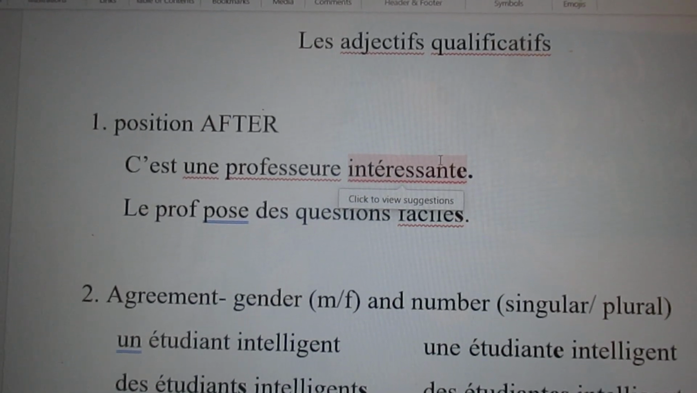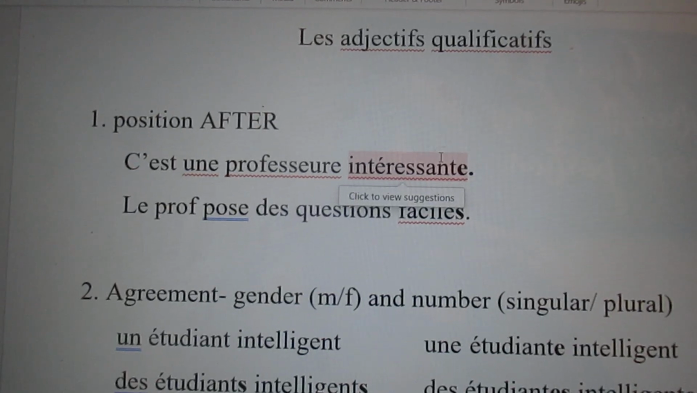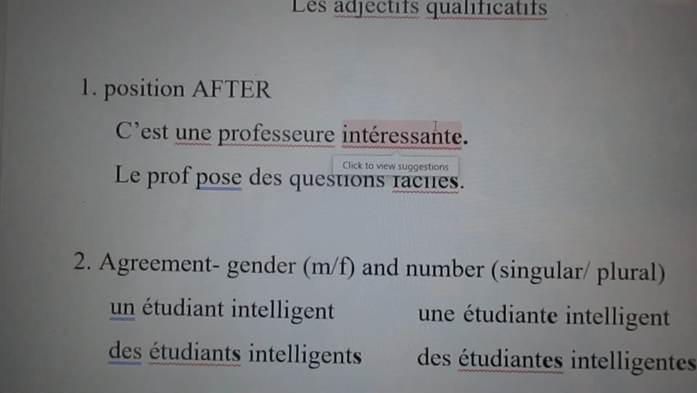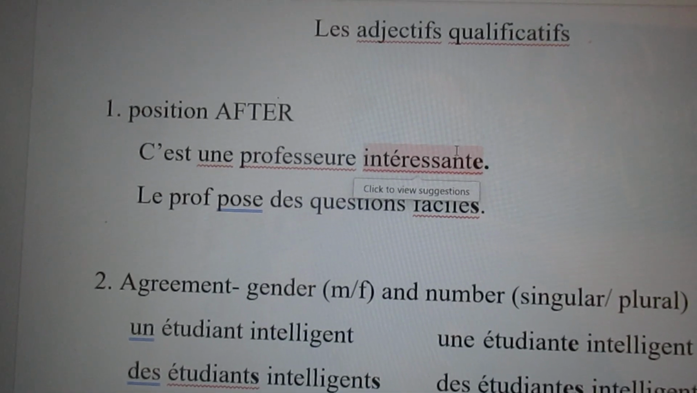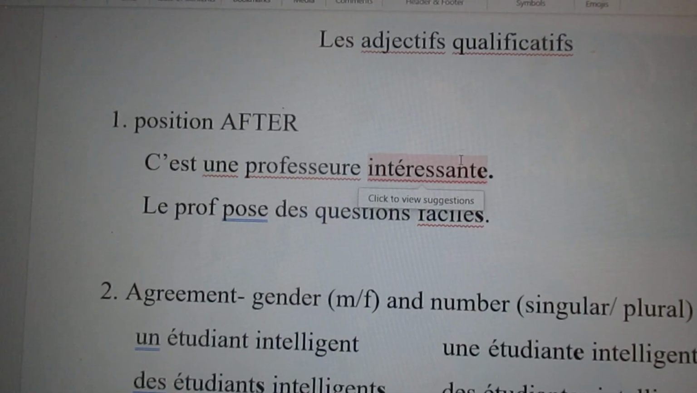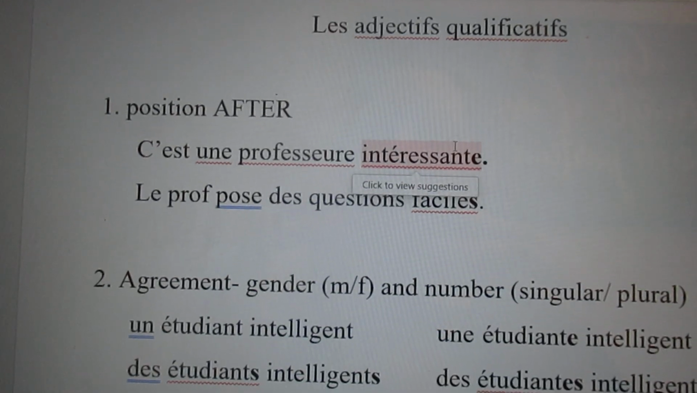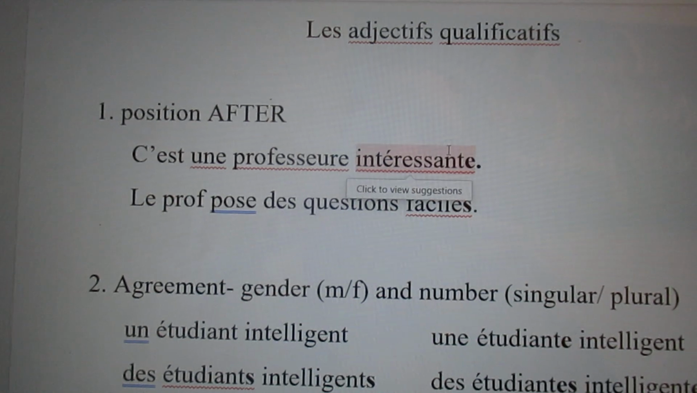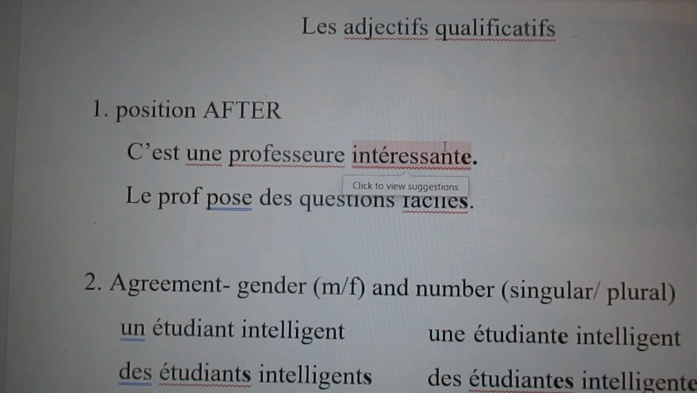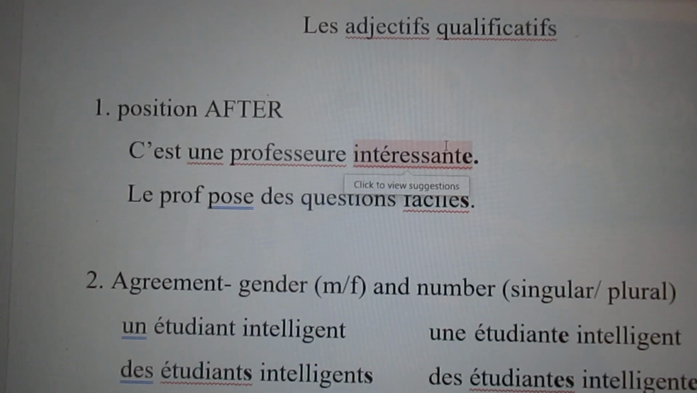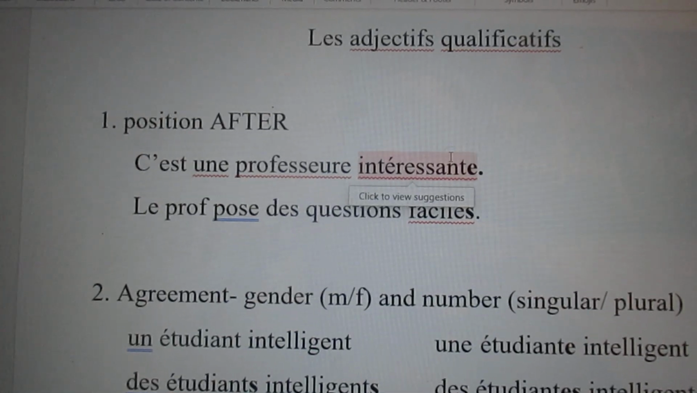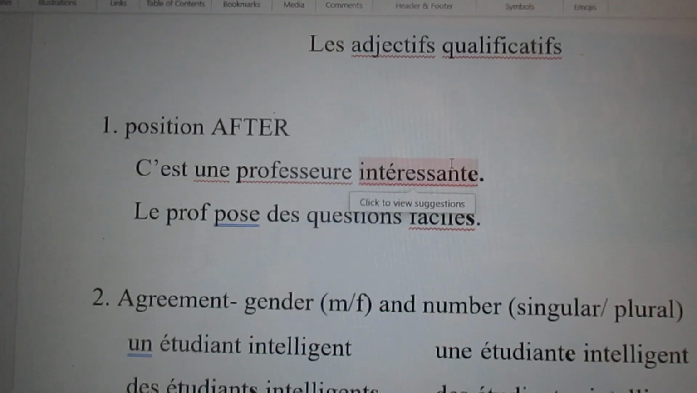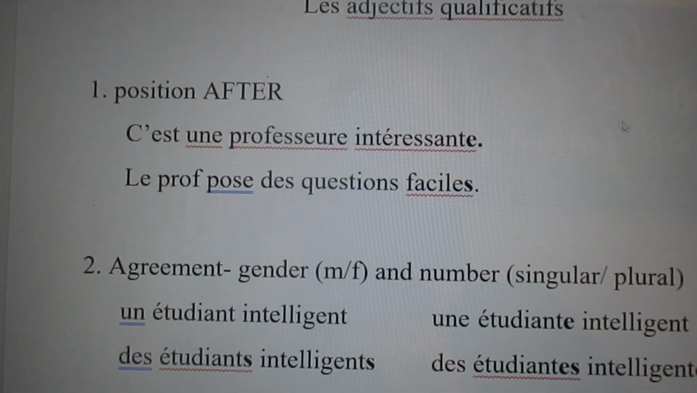So the first thing that we're going to notice is that adjectives' position goes after our noun. So let's look at some examples. We have c'est une professeure intéressante. So we have une professeure, there's our professor, our teacher, who is intéressante. In English, we would say an interesting professor, but in French, we say a professor interesting. So it goes after.